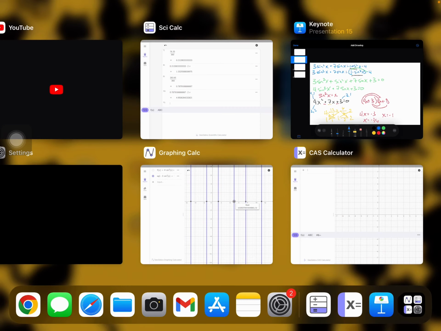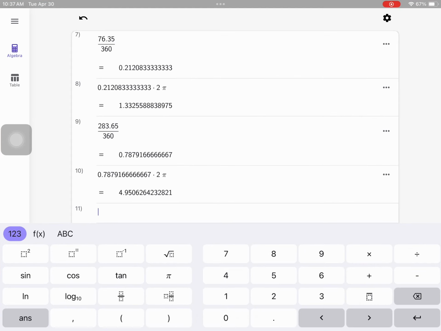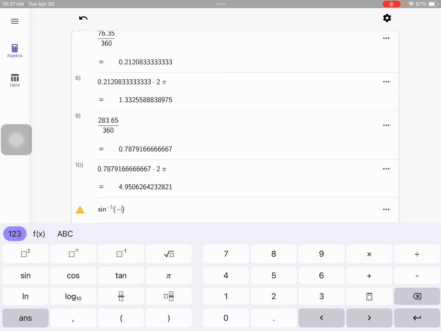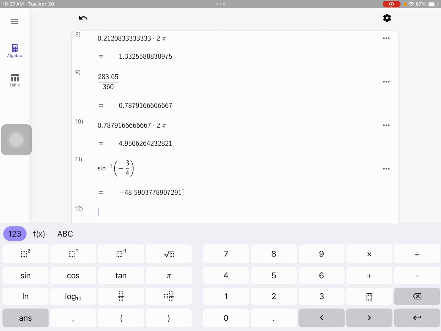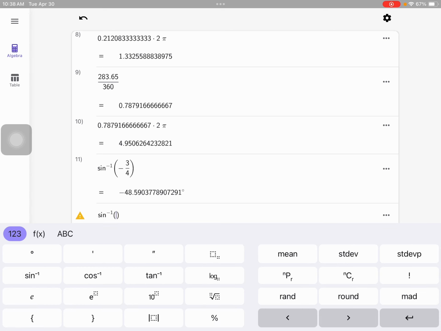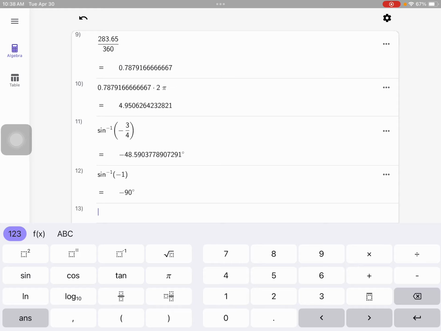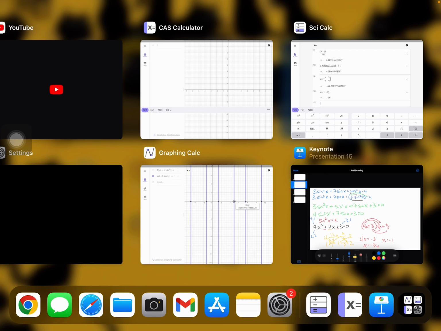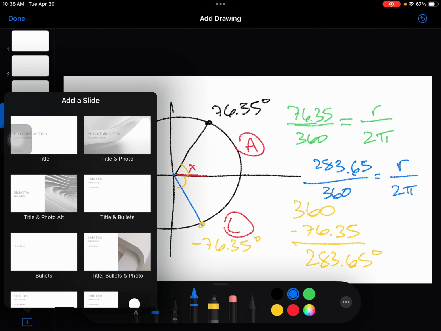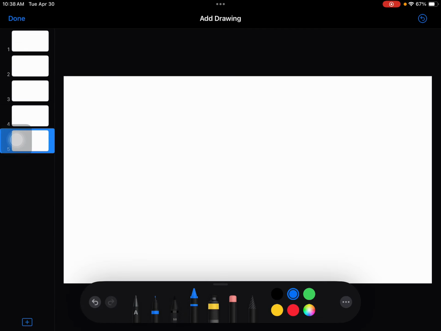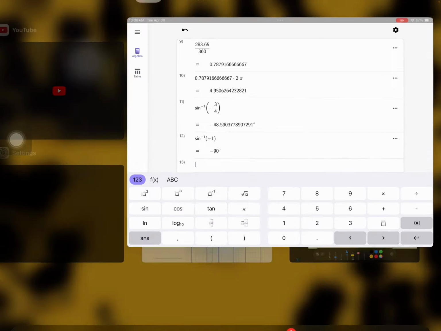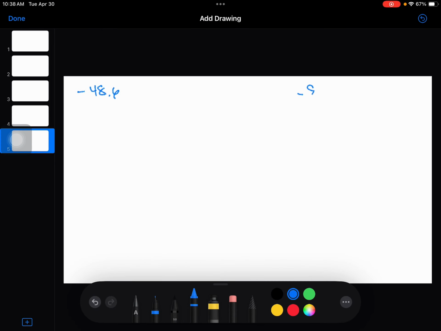Where are we? So we got negative 3/4 and negative 1, and we're looking at inverse sine of negative 3/4. Keep that in mind, and inverse sine of negative 1, of course, is going to give us negative 90. Negative 40.59, call it negative 40.6, and negative 90. Now let's open up a new window. Recall those values. Negative 48.6, I believe it was, negative 48.6, and negative 90, and negative 90.